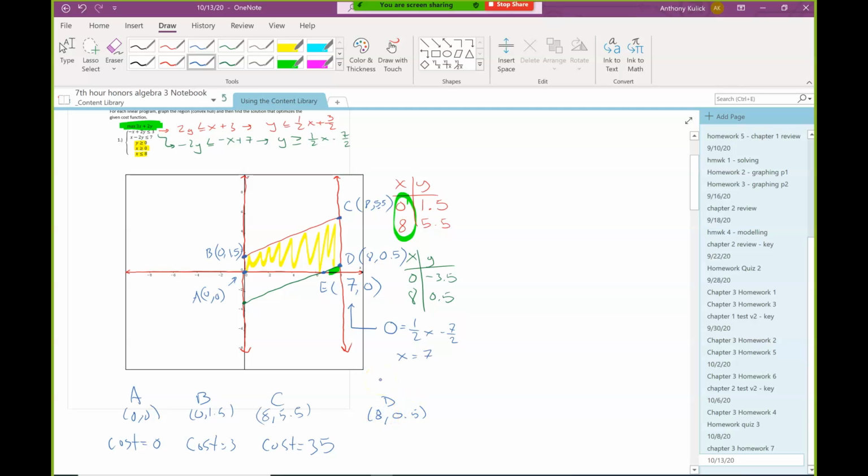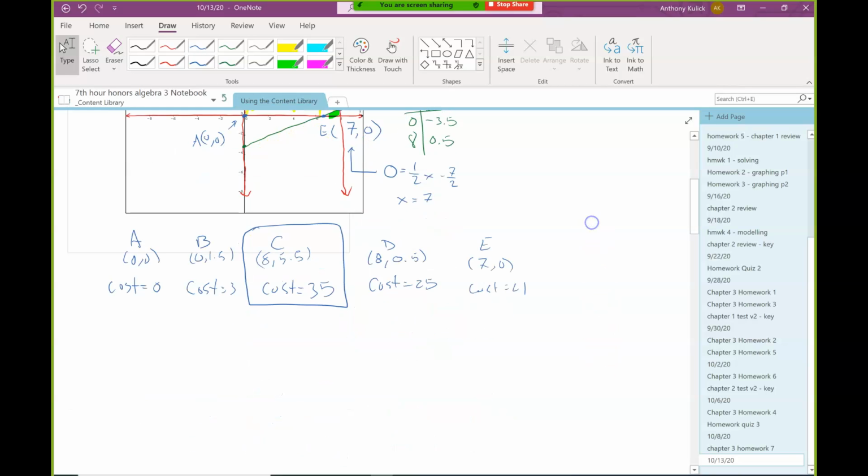Next up is D. So 8 times 3 is 24, and 2 times 1/2 is 1. 24 plus 1 is 25. And then E is 7, 0. 3 times 7 is 21, plus 0 is still 21. And since we're looking for the max, there's our solution. The one with the biggest cost is point C. Is that okay with you guys?